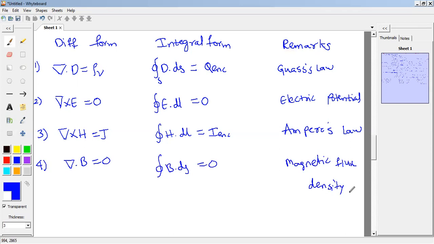In the next video we will discuss Maxwell's equations for time varying fields. Up to now, these Maxwell's equations for static fields are very important for you, and you may get a question on them in the exam also.